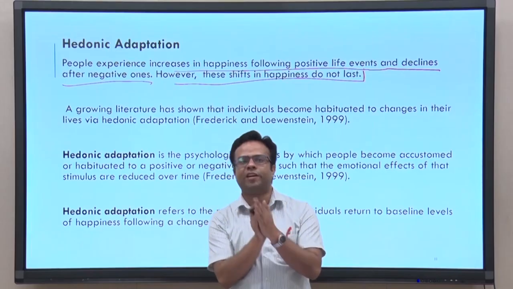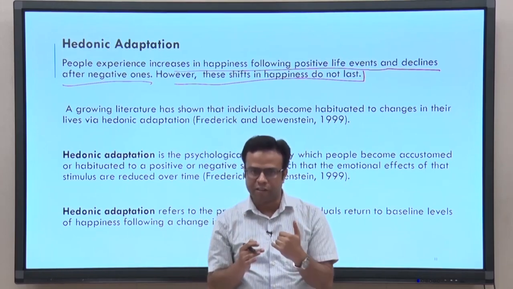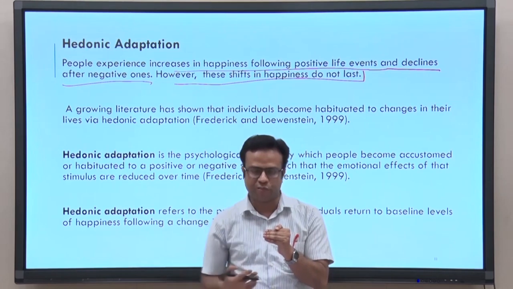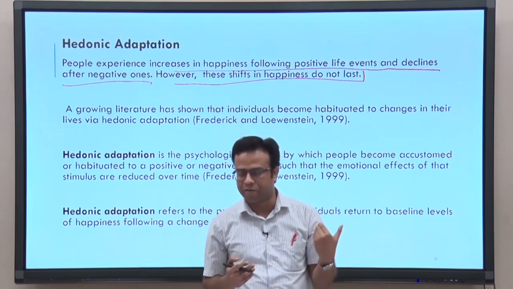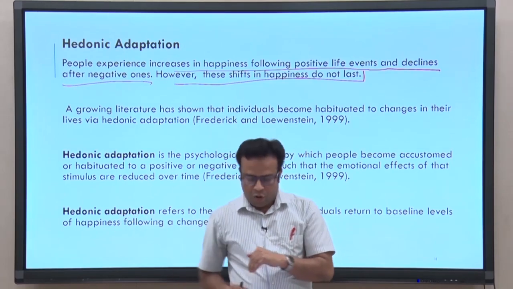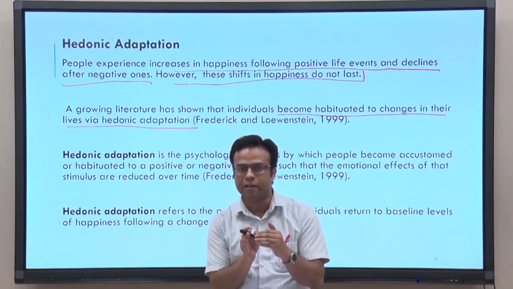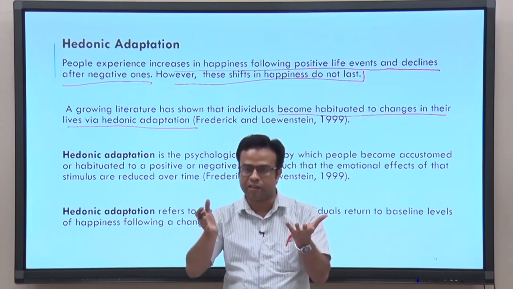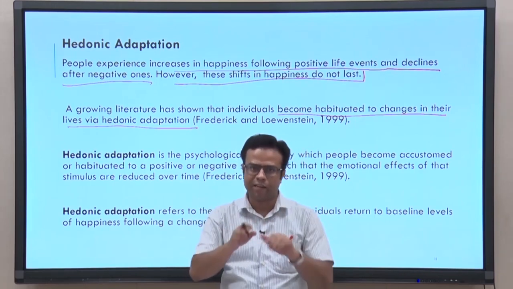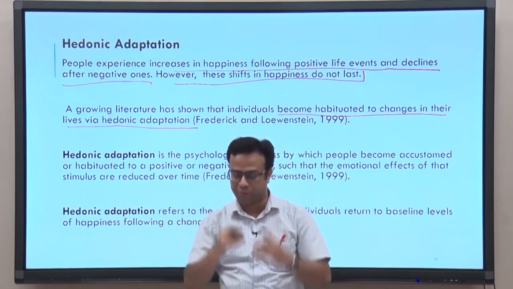From our experience, you might remember that we obviously experience happiness after a positive event, and we become sad after a negative event. But both the happiness and the sadness don't last long. A growing literature has shown that individuals become habituated to changes in their lives by hedonic adaptation. This phenomenon explains why these changes in our emotional experiences, once we become happier or sad, don't last long. We come back again to our normal level of emotional experience.